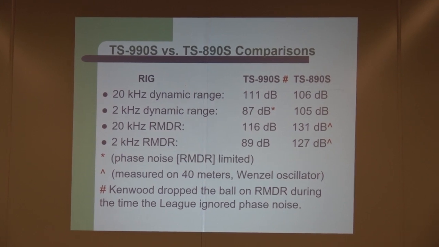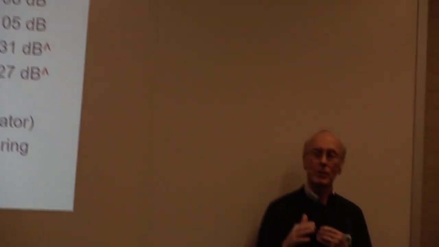So the testing now, if you look in QST, anything from about 2013 on, they've got reciprocal mixing dynamic range clearly defined. It's in those color little graphs and things like that. So we don't have that problem anymore. Between 2008 and 2012, we had kind of an anomaly there.